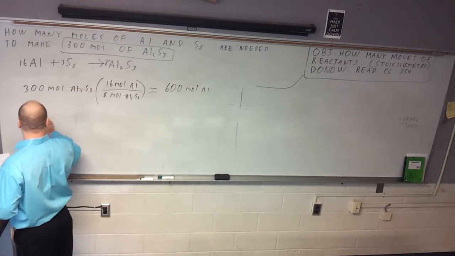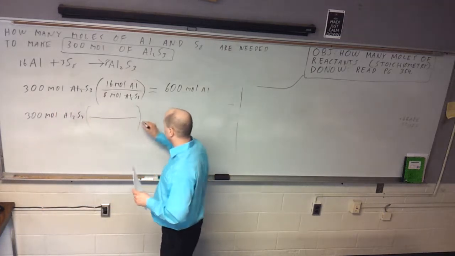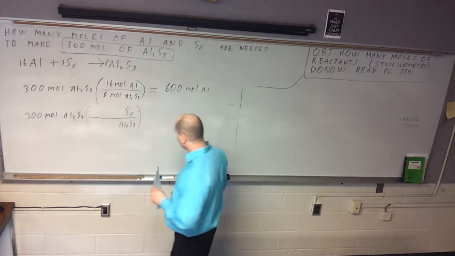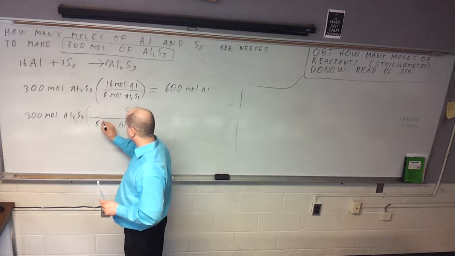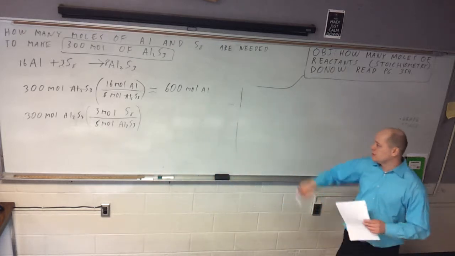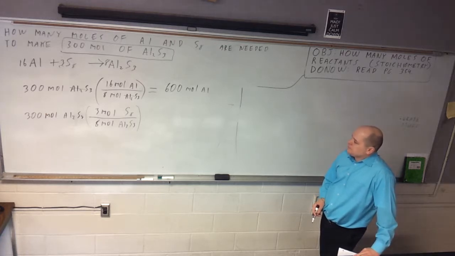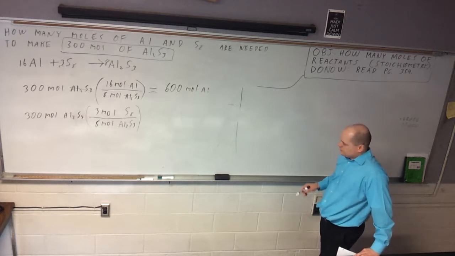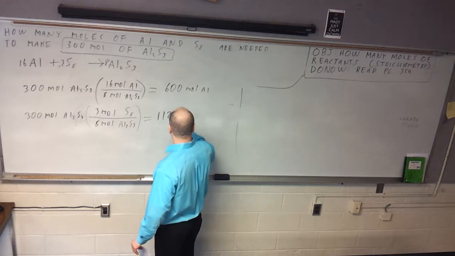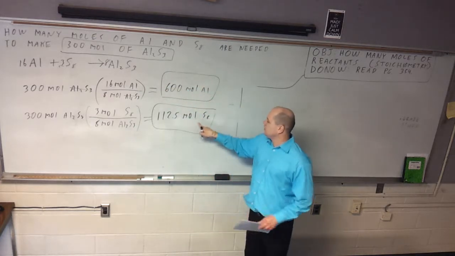So again, 300 moles of Al2S3. So same thing on the bottom. And then sulfur goes on top. Let's see. So it'll be 8 moles on the bottom, 3 moles on top. This number, right? Okay. And so now it's 3/8 times 300. Moles of S8 sulfur. So there's our two answers. We need 600 moles of aluminum and 112 moles of sulfur.